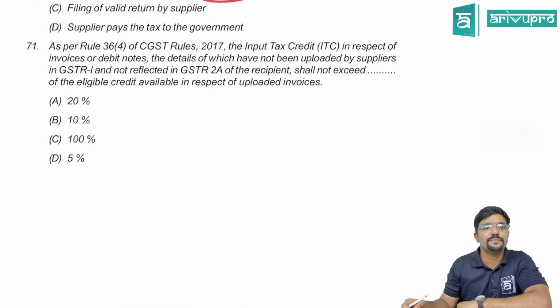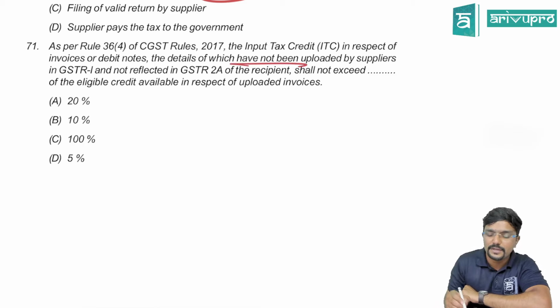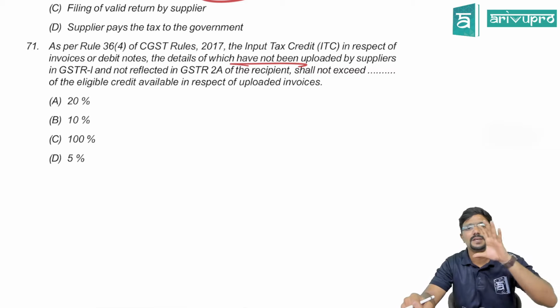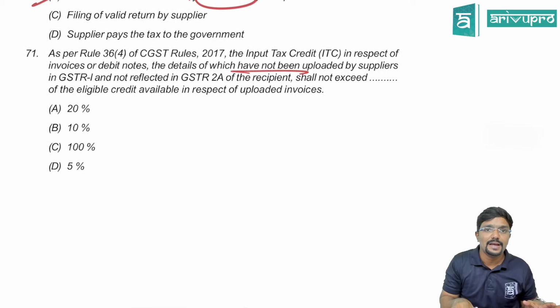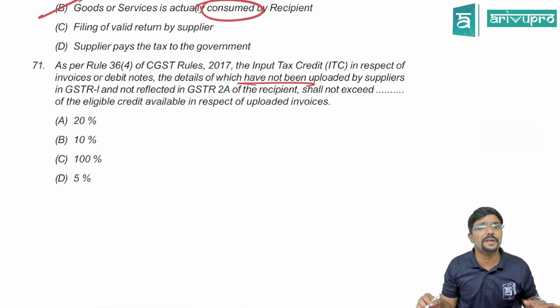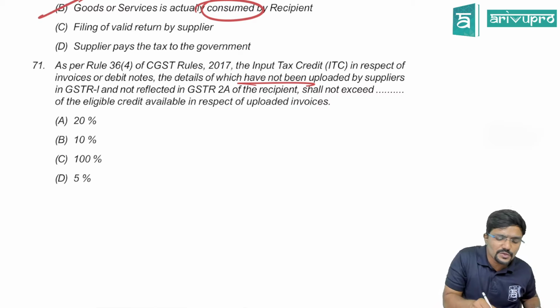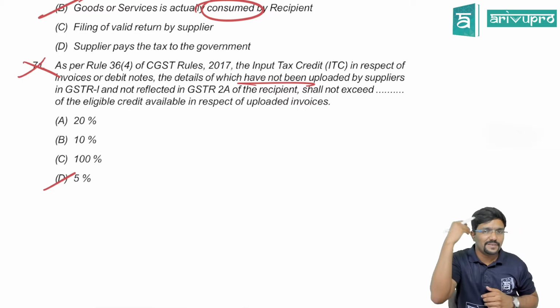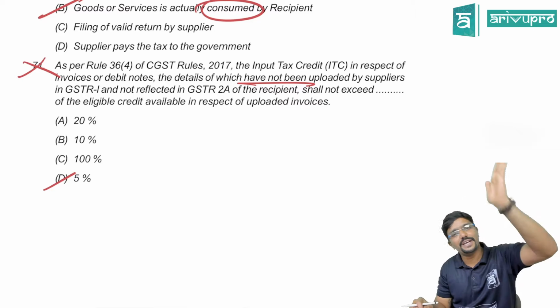Okay. 71st, as per rule 36.4 of the CGST Rules 2017, the input tax credit in respect of invoices or debit notes, the details of which have not been uploaded by the supplier in his GSTR 1 and not reflected in GSTR 2A of the recipient, shall not exceed blank % of eligible credit available in respect of uploaded invoices. See guys, this provision is not there as on today, meaning it is not applicable for June 2023 exams or onwards. So this question is not relevant for you. Previously it was 5%. Previously, first it was 20, then they reduced it to 10, then they brought it to 5.